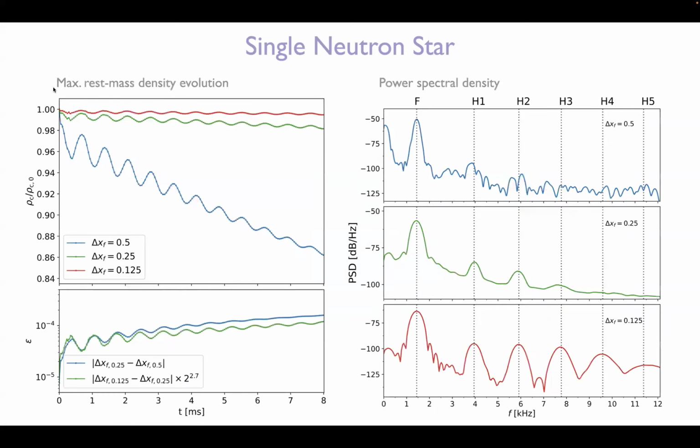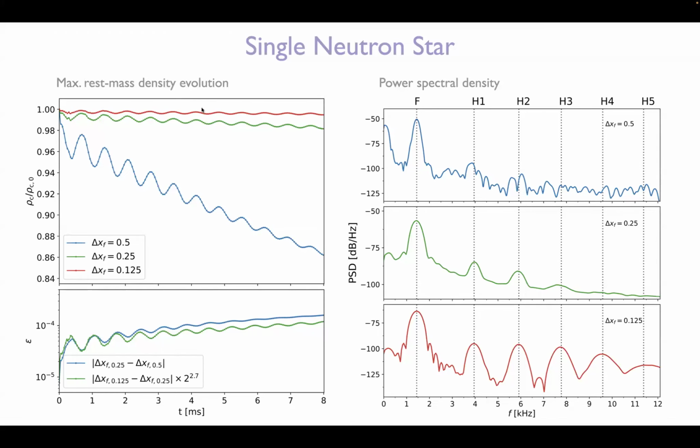We did some convergence tests. On the left, you see the evolution of rest mass density with time, for three different resolutions that we adopted for this TOV simulation. And as you can see, as you increase the resolution from blue to red, you dissipate much less, and the amplitude of the oscillations also decreases, which is a good sign showing that the code is converging. Of course, if you go to infinite resolution, you would expect a flat line. So that's essentially the idea.